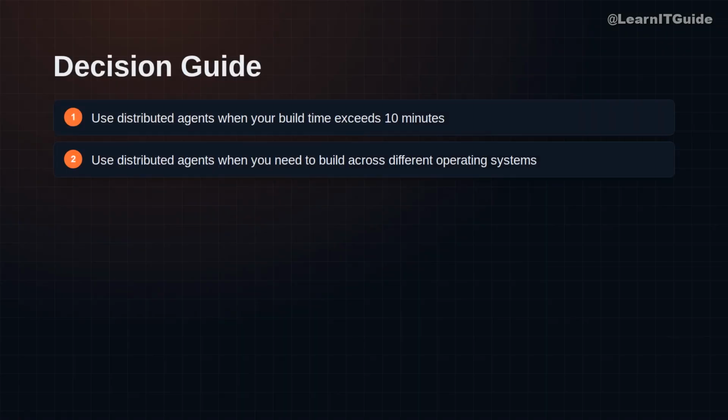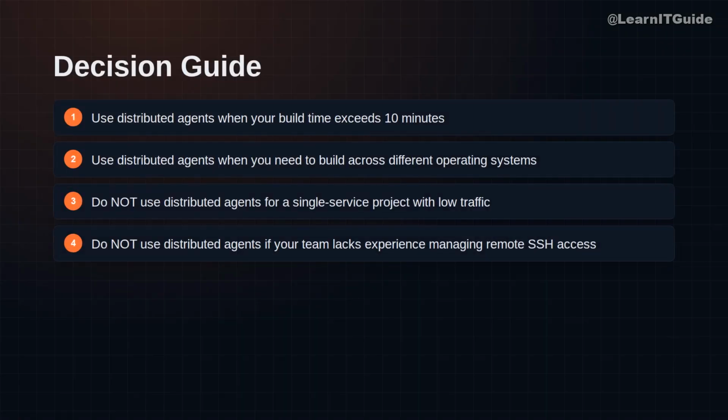So when should you use distributed agents? If your build times consistently exceed 10 minutes, or if you need to build across different operating systems like Windows and Linux, you absolutely need agents.